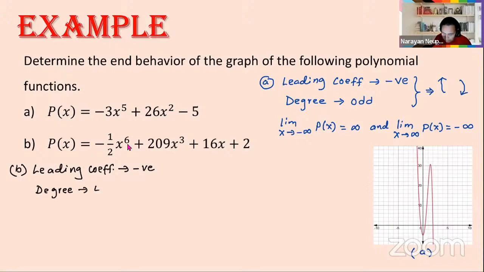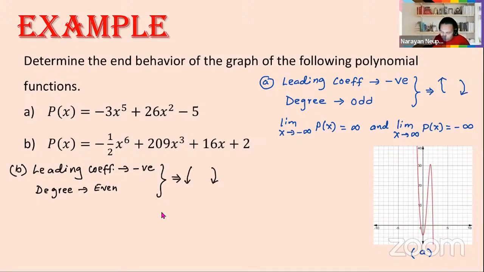That's an even degree. So remember, if the degree is even, both ends of the graph will go in the same direction. Left and right end, they will either both go up or both will go down. Since we have negative, if it was positive, both ends would go up. But here we have negative, meaning both ends will go down. So the left end will go down like this and the right end will also go down like that.